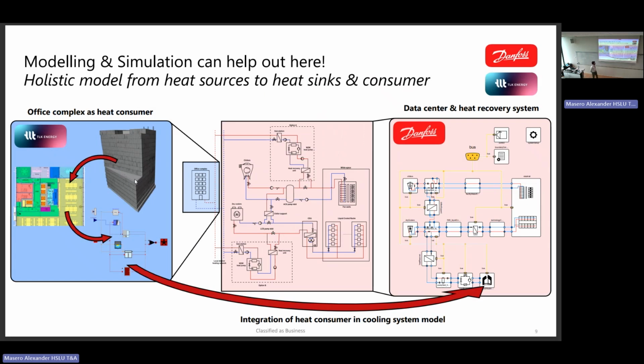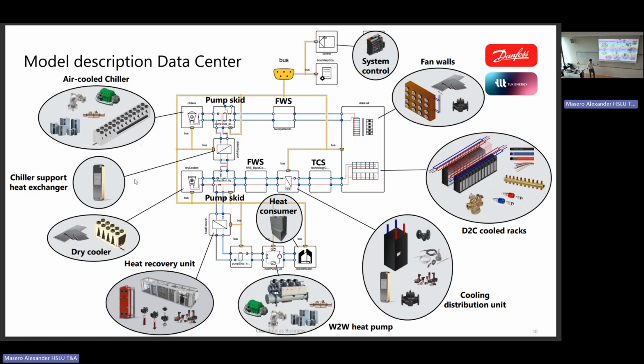So what did we do? We modeled this entire system, really from the heat dissipation of the racks up to the chillers, dry coolers, heat recovery, and the office complex as a heat consumer. On the left-hand side, we created this office building to determine the heat demand. On the right-hand side, we modeled the cooling system itself.